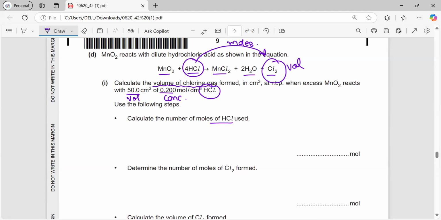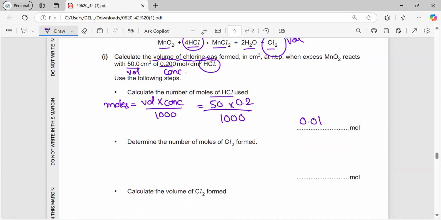Calculate the number of moles of HCl first. We'll use the formula here. Moles is equal to volume into concentration divided by 1000. Volume value is 50. Concentration is 0.2, divided by 1000. The answer is 0.01.